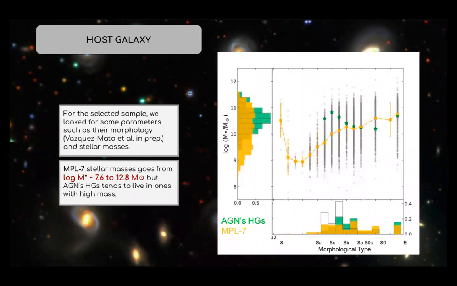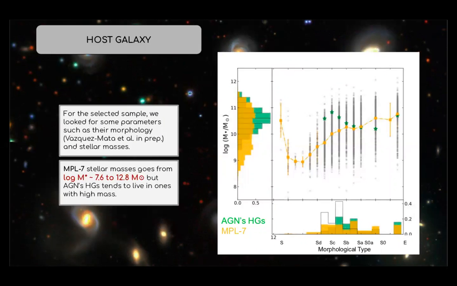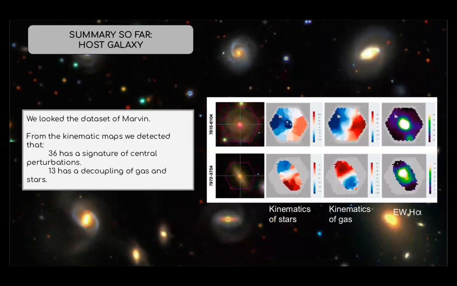For the host galaxies, we look for some parameters such as their morphology and stellar masses. The MPL-7 sample stellar masses go from 7.6 to 12.8, and the AGN host galaxies tend to live in ones with high mass. All the galaxies were processed by GALFIT. Sérsic indexes and position angle values were obtained, as well as host galaxy features like arms, bars, rings, shells, etc. We also look at the data from Marvin for the kinematic maps. We detect signatures of central perturbations and the coupling of gas and stars. I show you some examples in the right figures.